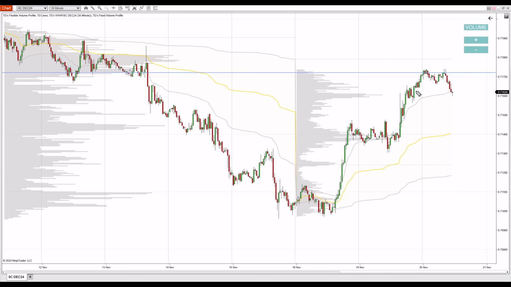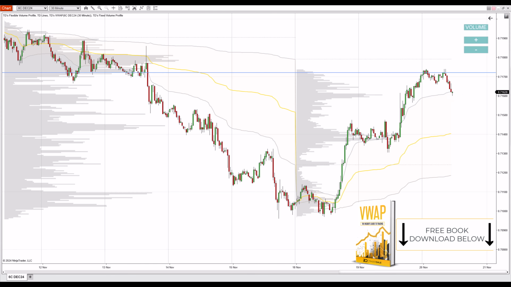Also, there was a little fair value gap here. Price likes to react to that as well. This is the bottom of the fair value gap. So I would say that there was too much risk of this turning against me. So I decided to quit the trade right here.